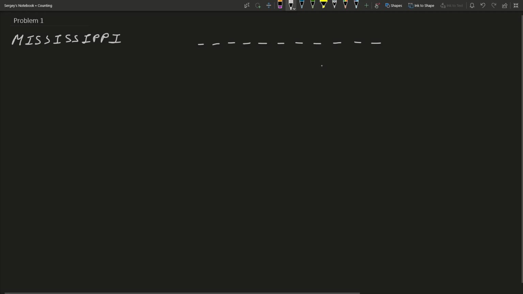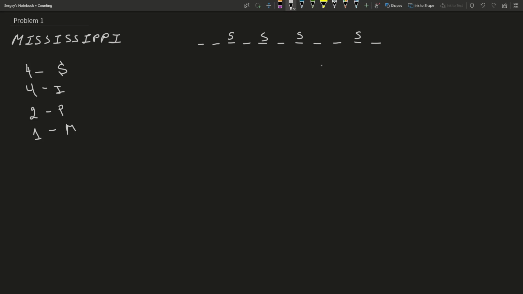So let's see how many of each letter we have. Well, we have 4 letters S, we have 4 letters I, we have 2 P's, and we have 1 M. So out of these 11 slots, we want to select 4 to place the letters S into. So one such assignment could be S here, S here, S here, and S here. But how many such assignments are there? Well, we have 11 slots, and we need to select four of them to place the letter S into.